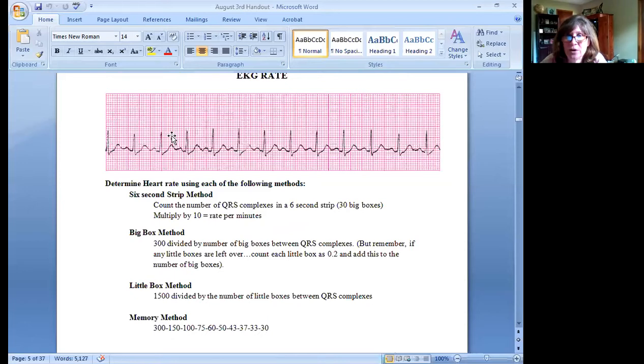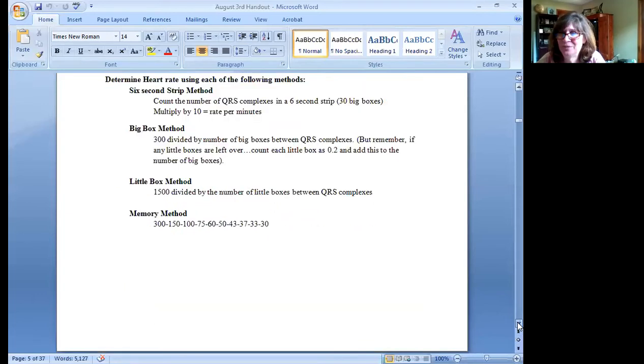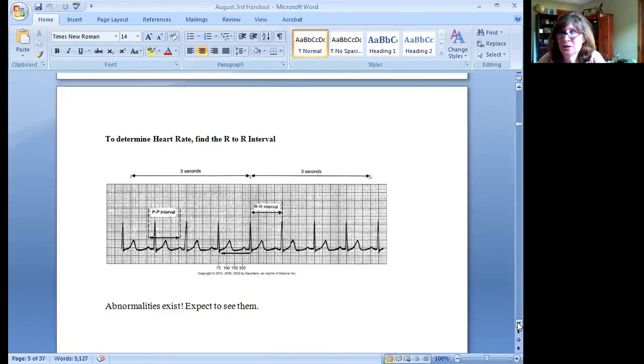Yeah, that's right, 300, 150, 100. Well, this heart rate is somewhere between 100 and 150, but much closer to 150. It's 136. Practice will make perfect, and we'll apply that throughout the next couple of hours. So to determine the heart rate, find the R to R interval.